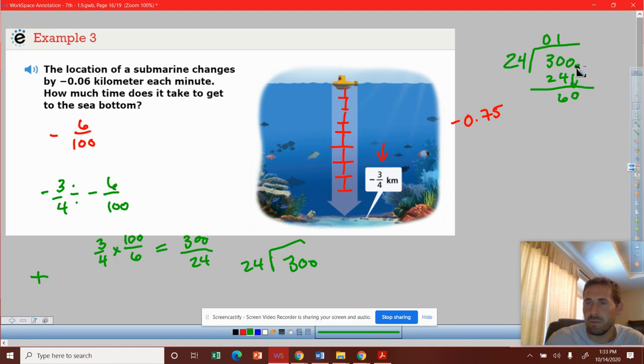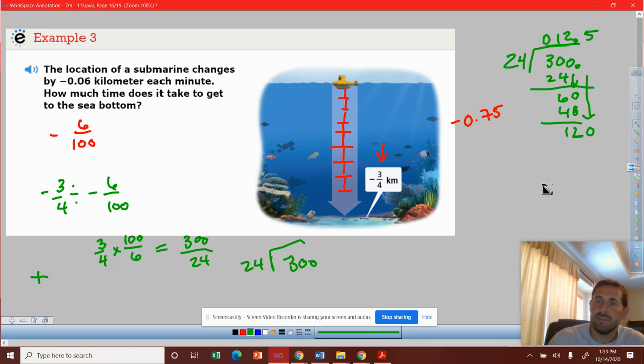I'm going to already put my decimal in there just to be good. How many 24s go into 60? 2. 24 times 2 is 48. 60 subtract 48 is 12. I'm going to bring down my 0. How many 24s go into 120?